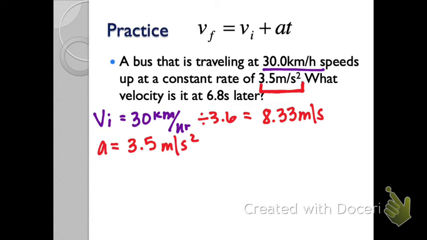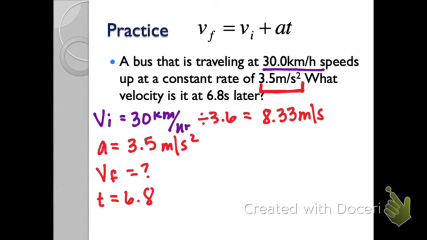It asks me, what velocity is it at? So that means I'm trying to solve for my final velocity. That's my question mark. I'm trying to solve for my final velocity, and it says at a time of 6.8 seconds later. Okay, do we feel okay picking out those variables from the problem? That's a lot of what we do. We've got to be able to identify our variables from our word problem.